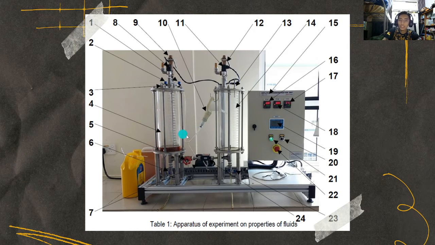When the pressure in T102 reaches 0.8 bar, switch off P101 and close the valve BV101. So when the pressure in T102, this one, holds at 0.8 bar, then we will switch off P101, which is the compressor on off switch.